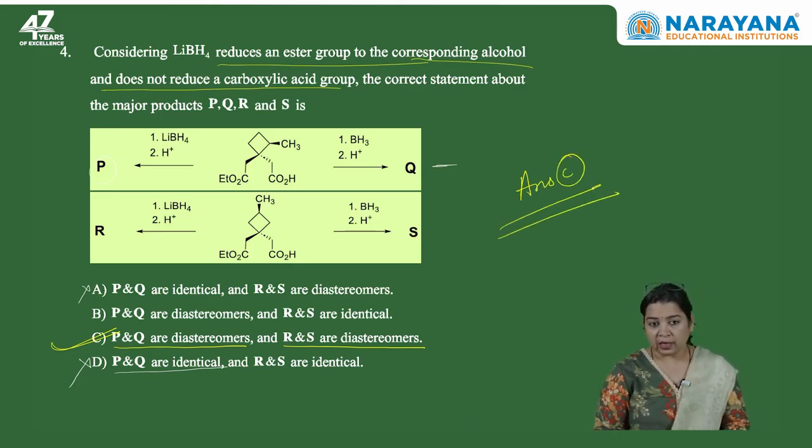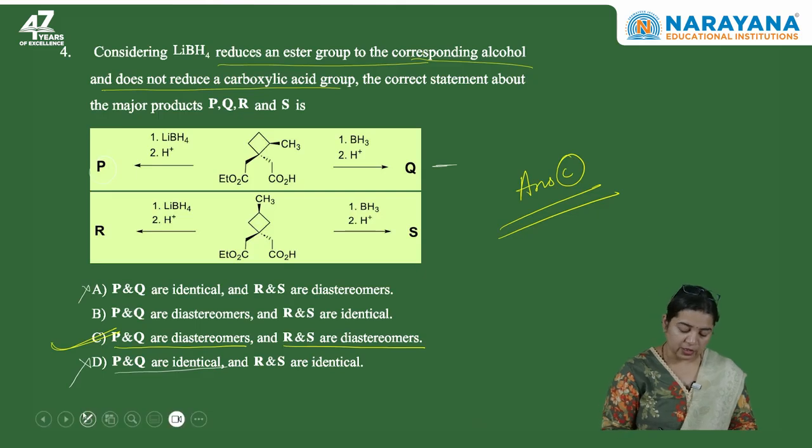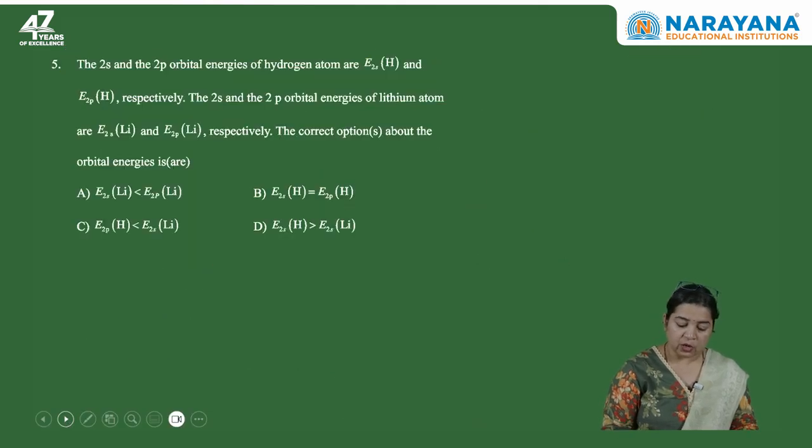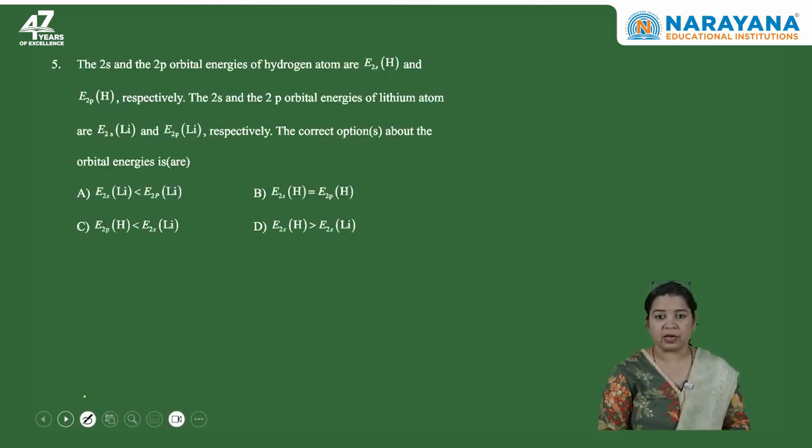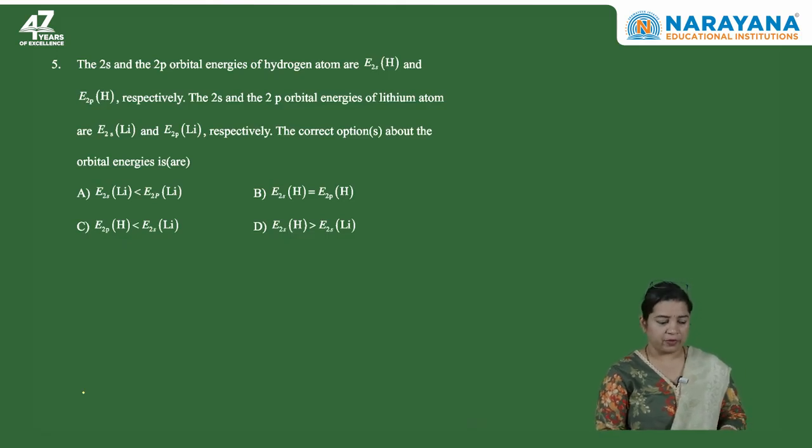Right? I think this question should be from the moderate to tough zone. It is not that easy to identify the exact diastereomeric relationships between all these P, Q, R, S. It is a time-taking process, and that H plus will result in ester is also to be spontaneously taken care of. Okay, so now let's move to the next question. Question number 5. Shivanand sir will continue with question number 5.